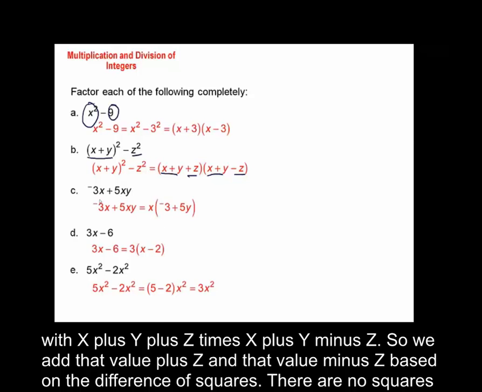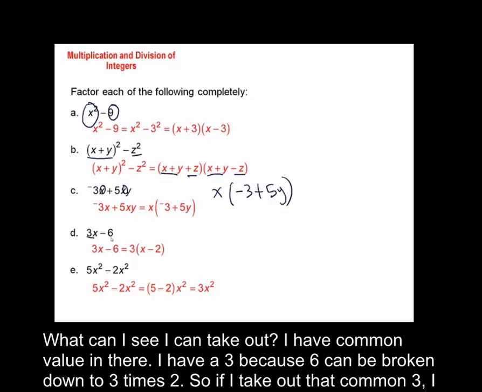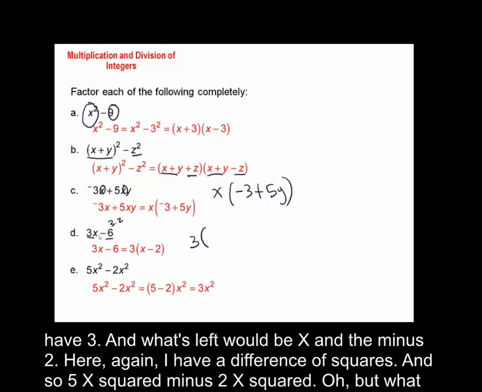There are no squares in this one, but I see that I have a common factor I can pull out. So that means I take out the x, and what am I left with? I'm left with a negative 3 plus 5y. What can I see I can take out? I have a common value in there. I have a 3 because 6 can be broken down to 3 times 2. So if I take out that common 3, I have the 3, and what's left is the x and the minus 2.